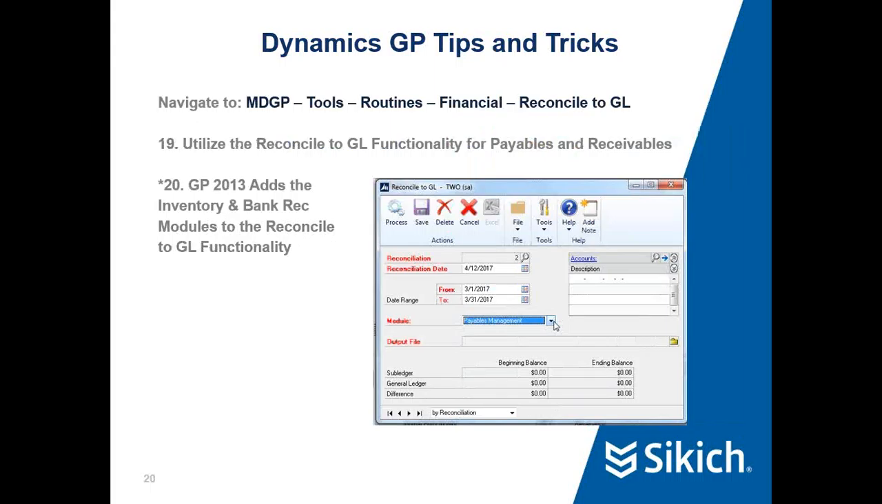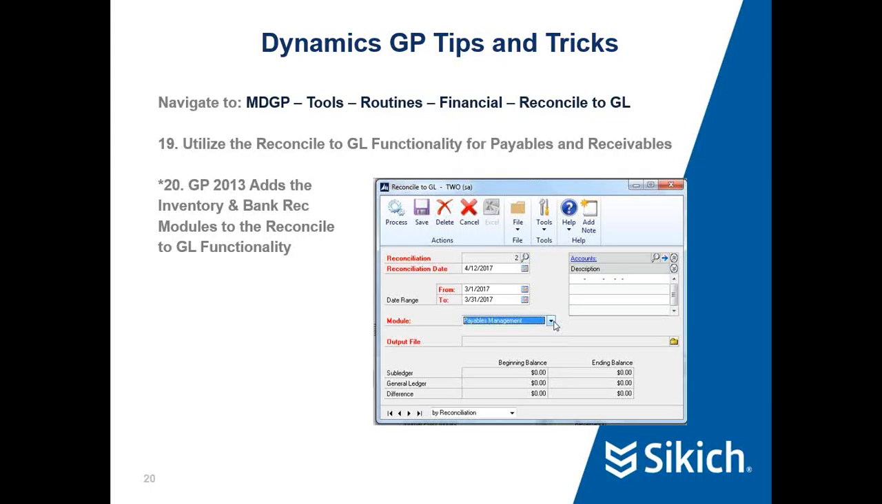Number 19 and number 20. There is a feature in GP called the Reconcile to GL functionality. Now, it sounds like it would be actually reconciling data for those of us that use Reconcile, but it's creating a report for you. What it does is it shows you transactions that are potentially matched, matched, and unmatched from the module you choose to the general ledger.